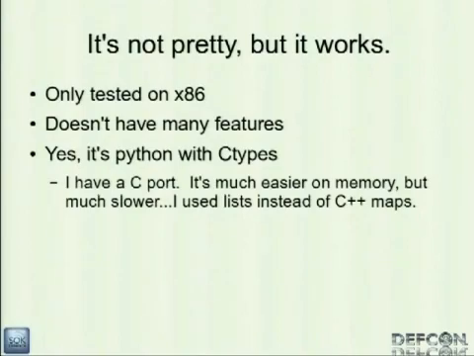I only tested it on x86. There are issues that can happen with x64 because the way you query memory changes and some of the results you get can change. It doesn't have a lot of features. I did have auto kill and setting prejudice levels so that you could try and suspend threads and whatnot, but that became troublesome, and I didn't want to have to field bugs like, well, suspend broke my system. I have a C port, but it's much slower because I used lists instead of maps.